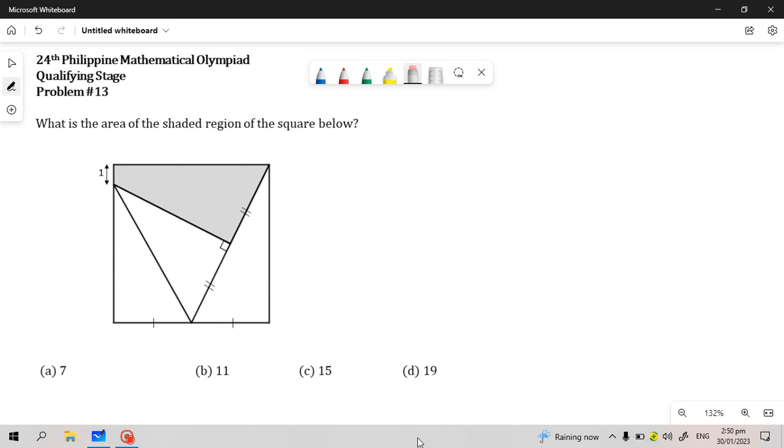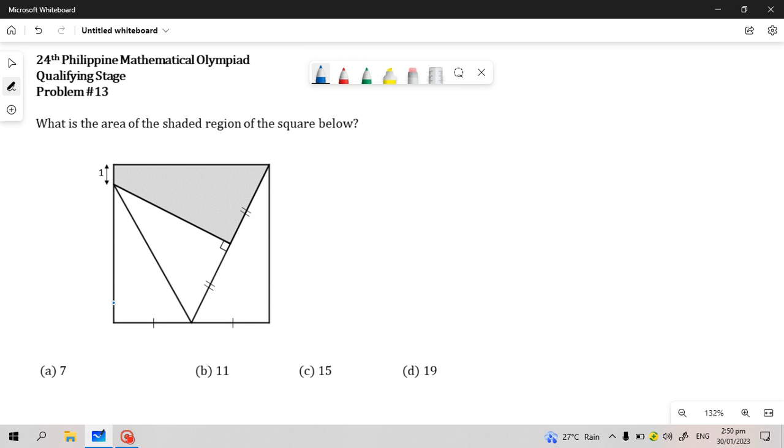In this video, I will be solving a problem from the 24th Philippine Mathematical Olympiad qualifying stage. What is the area of the shaded region of the square below? I will start by labeling some parts of the figure.